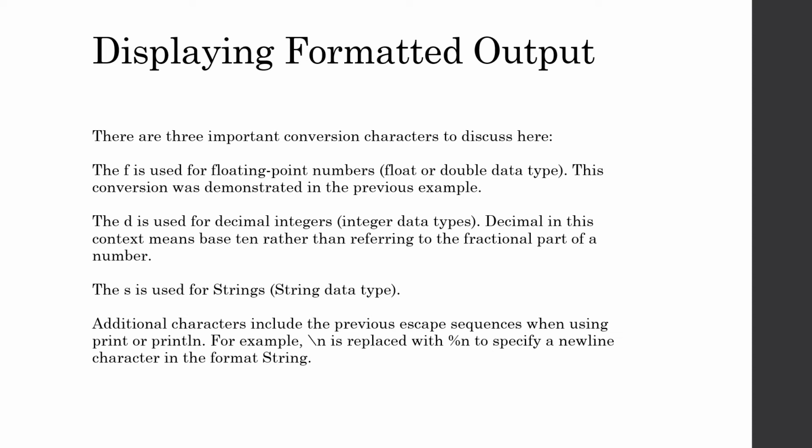And then finally we have the S, and that's going to be used for strings, so that's for anything that is the string data type. Some additional characters that we can include besides these three are going to be the previous escape sequences when we were using the print and print line. So an example of this, we see the \n. We can actually replace that with %n to specify a new line character in a format string.